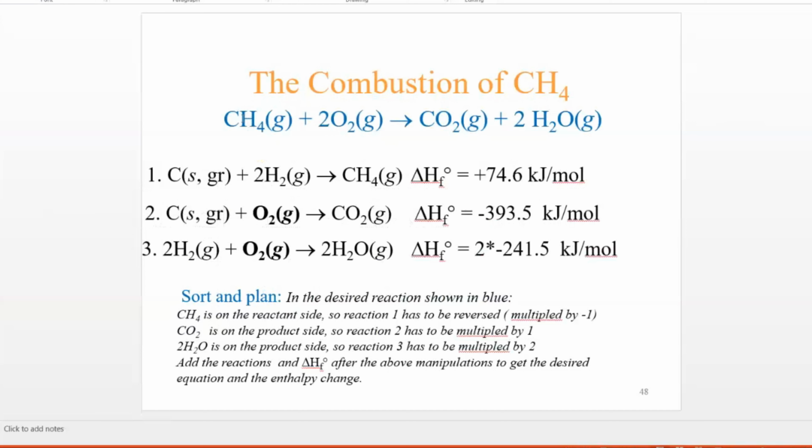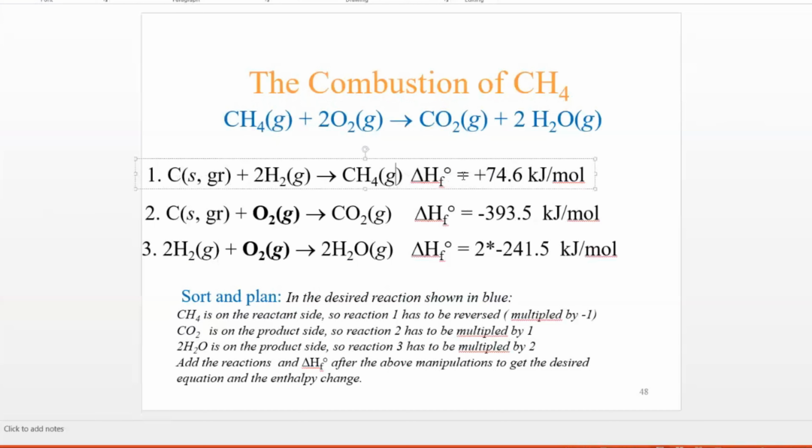So first we need to find our reactants and our products and try to make them in the correct positions. And this is kind of fun. So CH4 is in the first reaction on the right side. We need it to be on the left side. So this reaction will be flipped.